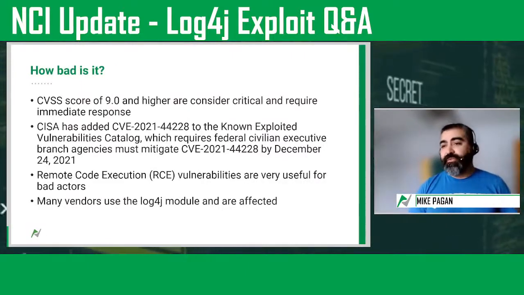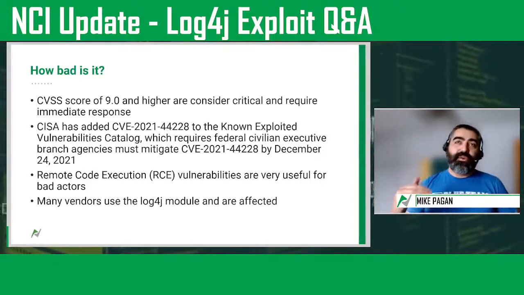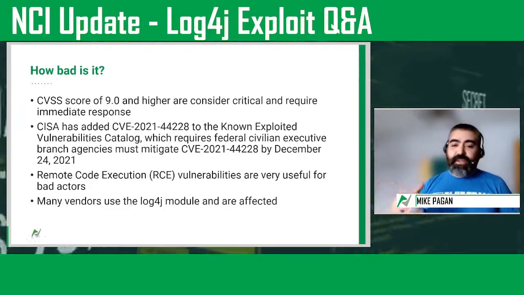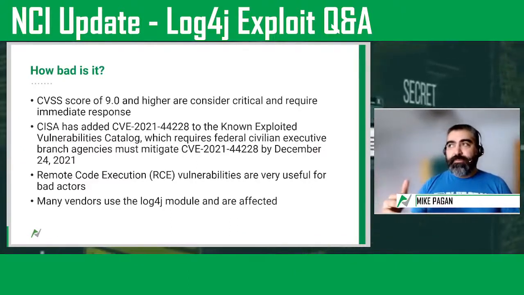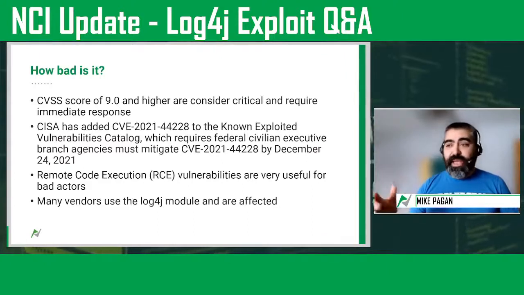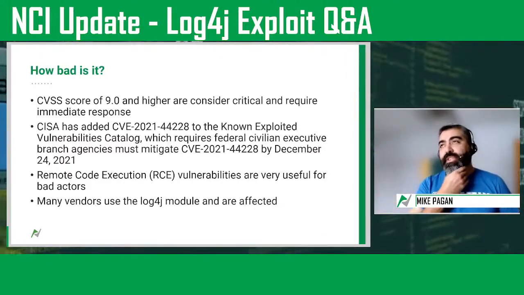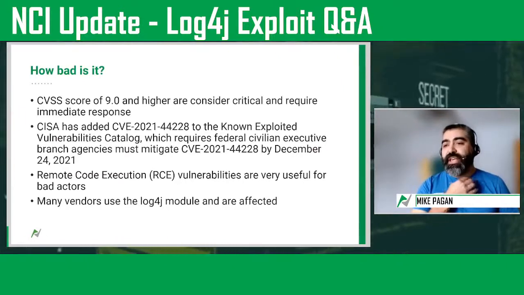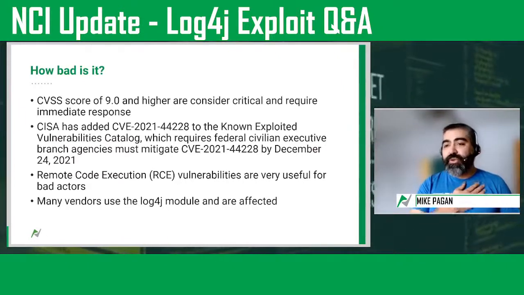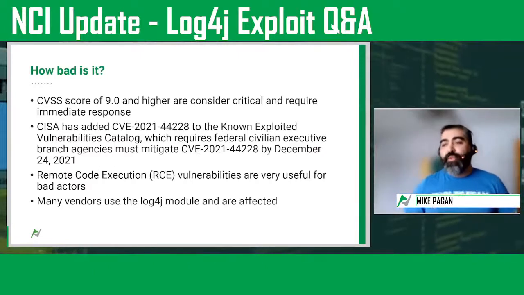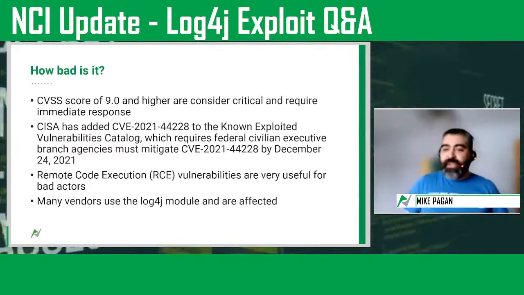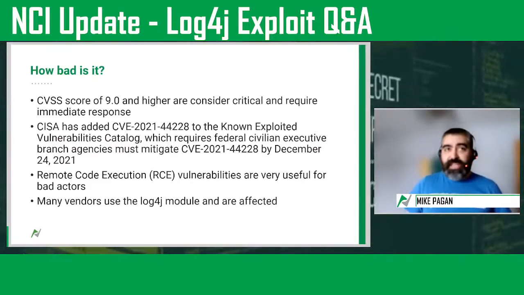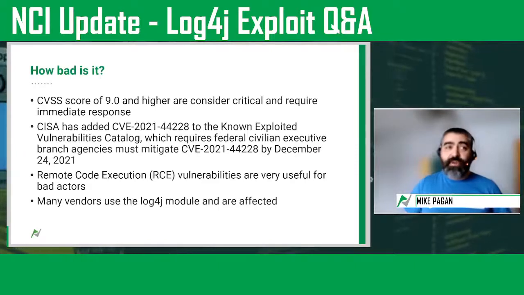It has a CVSS score of 9 or more, which is critical, and depending on what your security policies are, would denote rapid patching, immediate patching, or remediation. CISA, the government cybersecurity agency, has added it to the Known Exploited Vulnerabilities catalog, which requires federal civilian and executive branch agencies to mitigate and patch. Usually they get 60 days to be compliant. It's federal law. They have to do this.